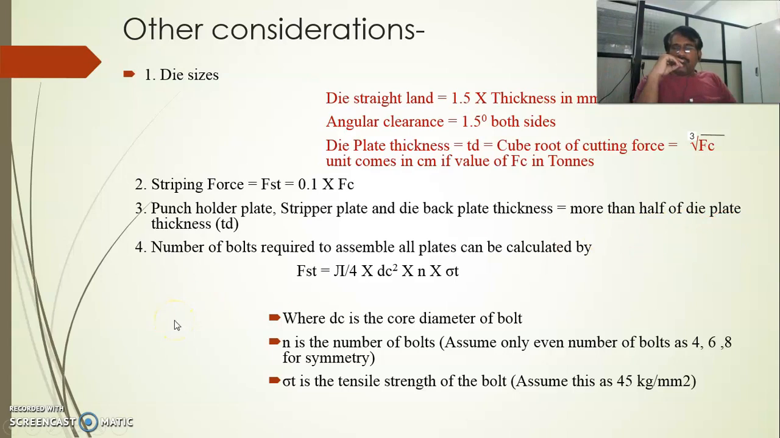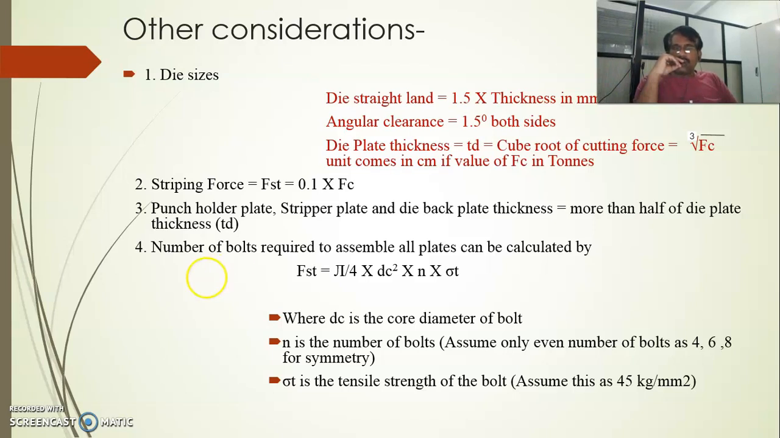The fourth consideration is for the number of bolts or the size of the bolts that we require for holding all these 4 plates, that is die back plate, die plate, the stripper plate and the bottom plate. So all these 4 plates we require to be assembled to each other, and for that purpose we require bolts. That number of bolts and the diameter of the bolt should be such that the bolt can sustain the force which comes because of the cutting action in the press machine.